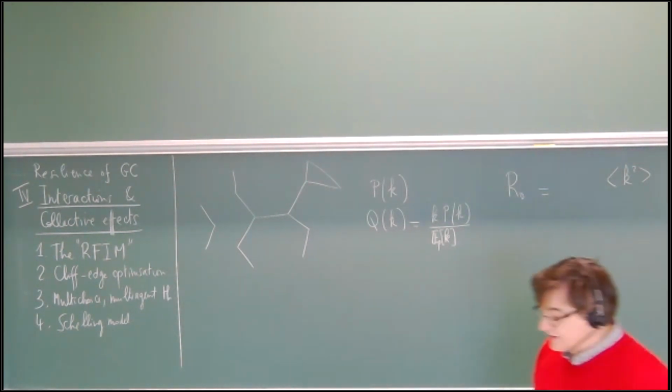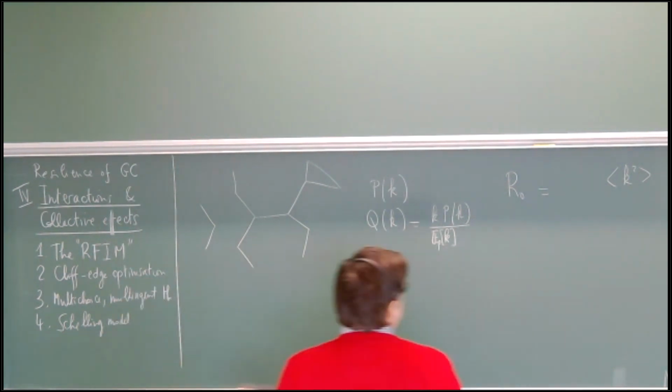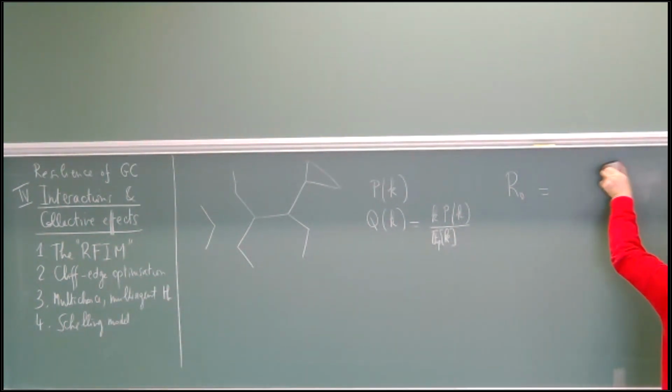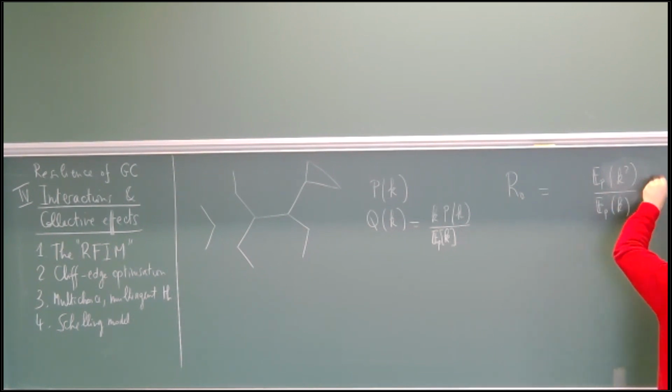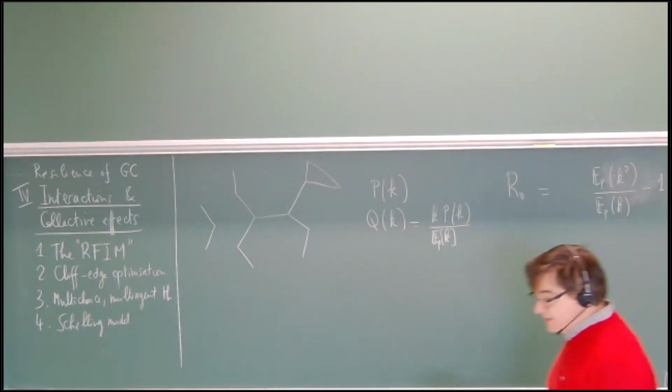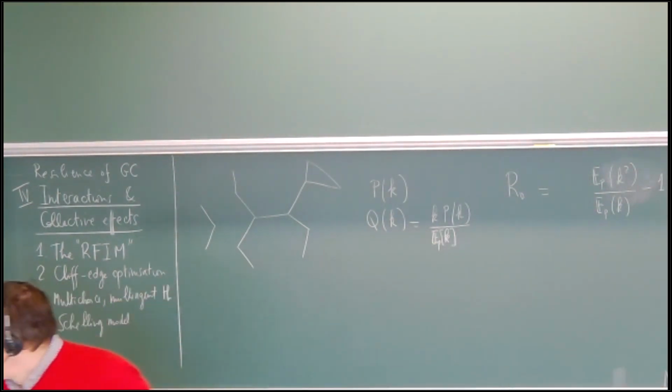And this R0, we found that it was given by the average value of k squared. So maybe I should stick to my notation from the past lecture. I know I will have to move my camera in a second. So this was given by the expectation according to P of k squared divided by the expectation according to P of k minus 1. So let me move my camera.